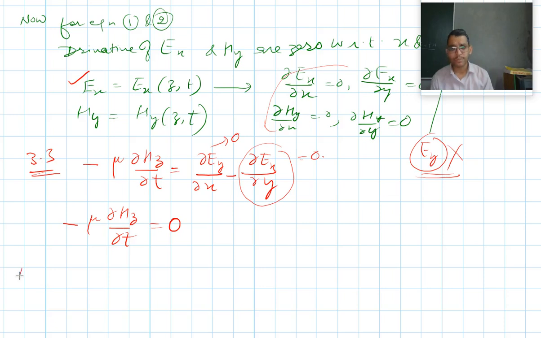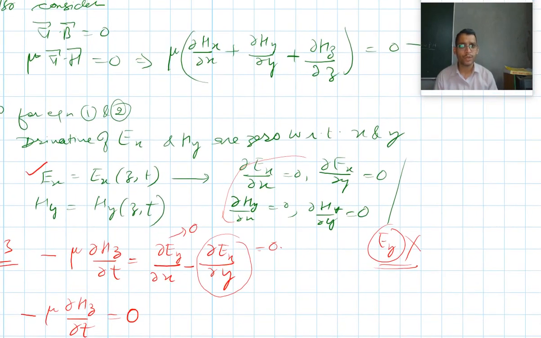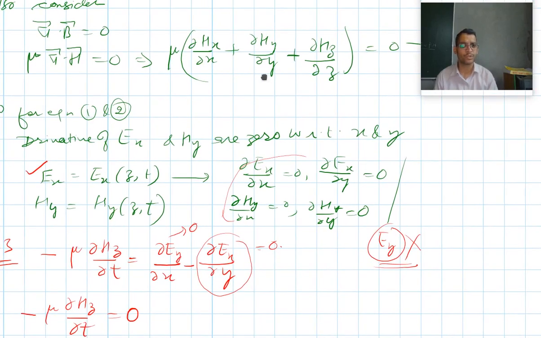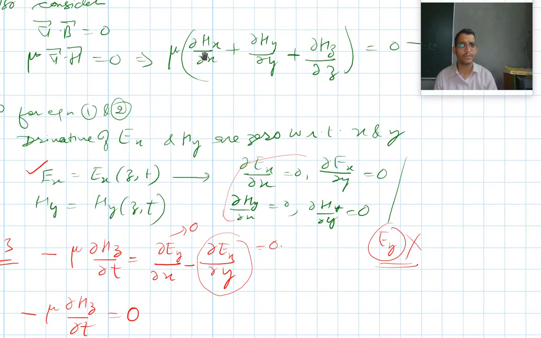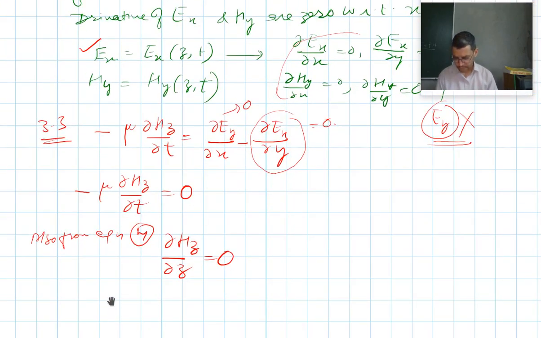So also from equation 4 I can write down curly Hz over curly z is equal to 0, because these two parts also become 0. This is equal to 0, this is also equal to 0. So that means for this part to be 0, this is also equal to 0, right? So that's what we are getting from here.